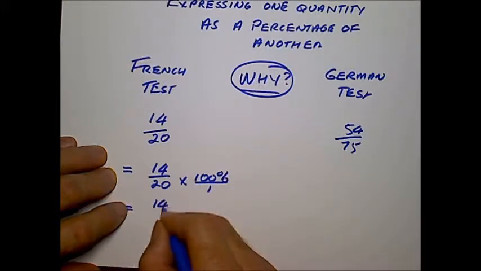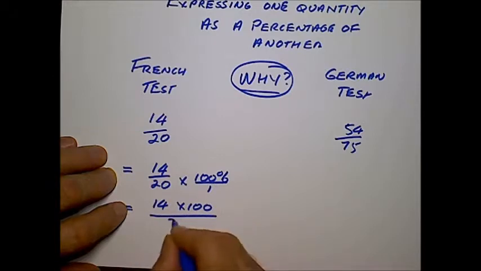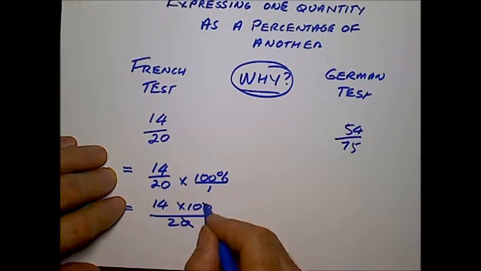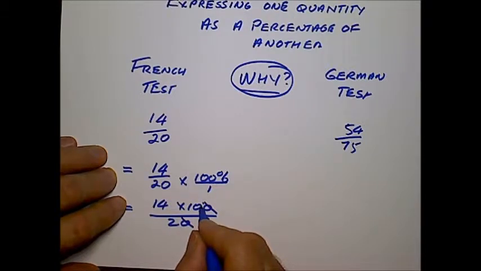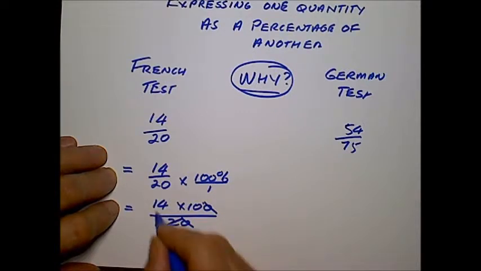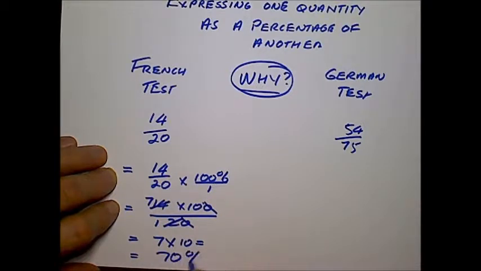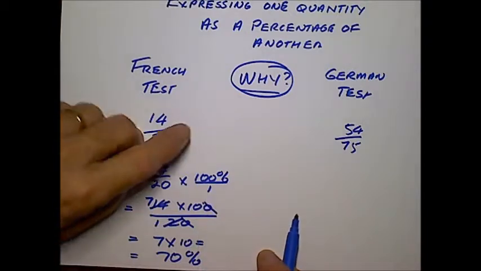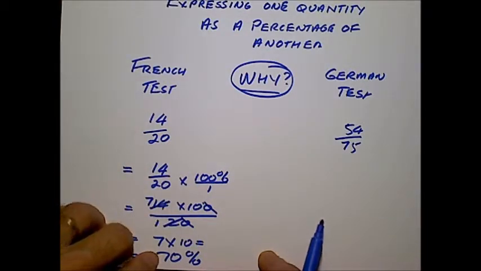becomes 14 times 100 over 20. And we look at the numerator, we divide it by 10 and we get a result of 10. The denominator is divided by 10 and we get 2. We can divide the denominator here by 2 and get 1. 2 and a 14 goes 7. And so that's going to be equal to 7 times 10, which is equal to 70%. So in other words, the French result represents 70 out of every 100 marks, or 70%.